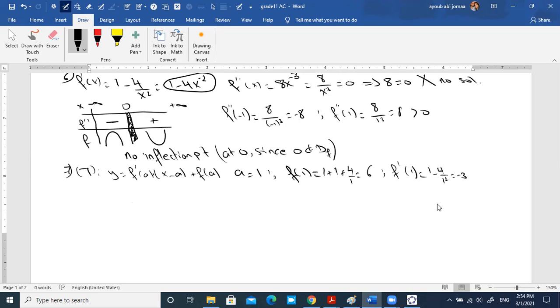So the equation of the tangent line T will be y is equal to f prime, negative 3, times x minus a, which is 1, plus f of a, which is equal to 6. Then the straight line T will have equation y is equal to negative 3x plus 3 plus 6, so plus 9.